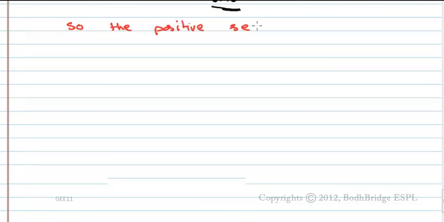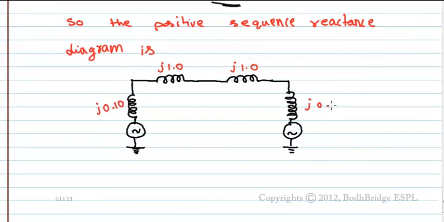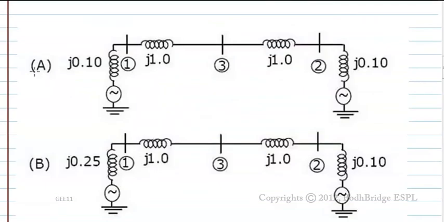So, the positive sequence reactance diagram is: this reactance value is J 0.10 per unit, and this is J 1.0. This is also J 1.0. This is J 0.10. This is for generator 1. This is for generator 2, L1, L2. So, first question answer is option A.